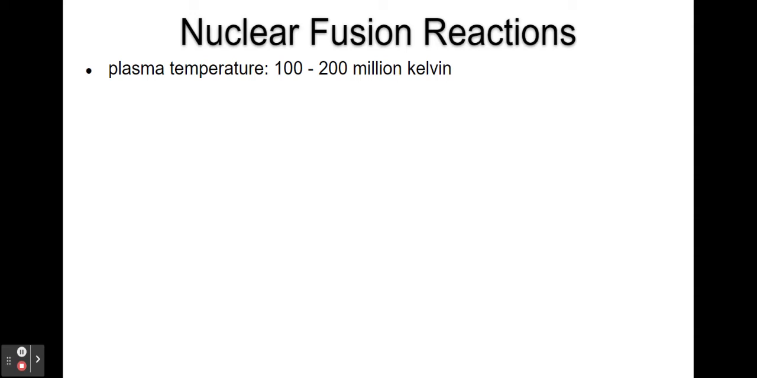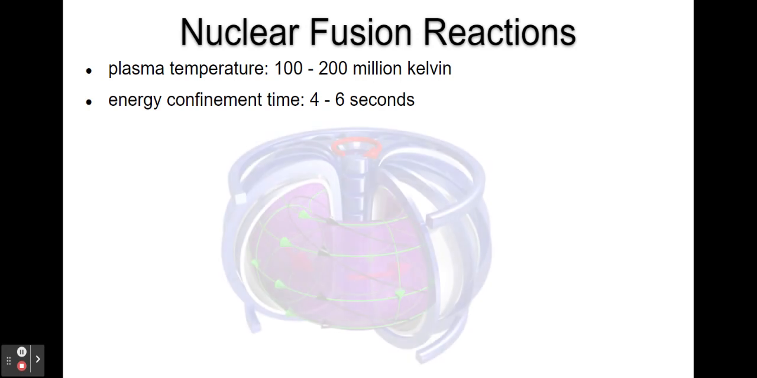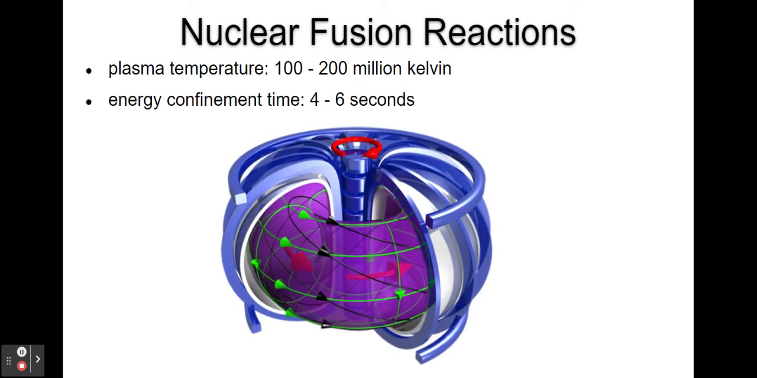The reason for this is the nuclei have to be forced together under a huge pressure. And that requires heating the plasma, which is the fuel, to extremely high temperatures, 100 to 200 million Kelvin. And in order to achieve and maintain these temperatures, you have to isolate the plasma, so it has to be confined for at least 4 to 6 seconds. And that's very, very difficult to do without expending more energy confining and heating the plasma than you actually get out in the end.